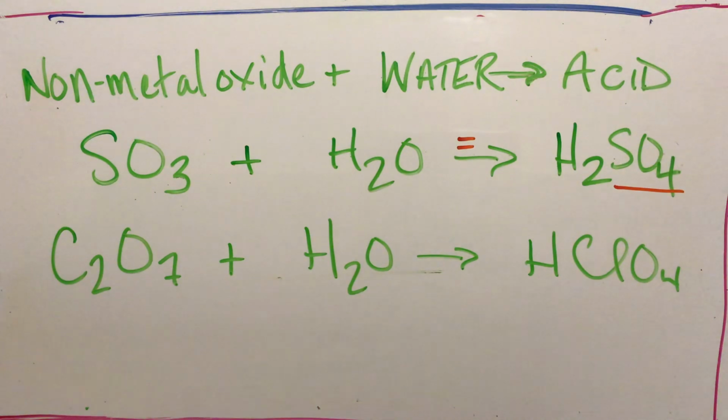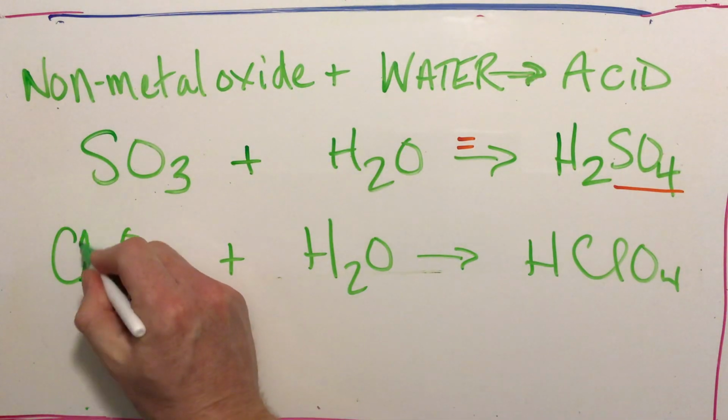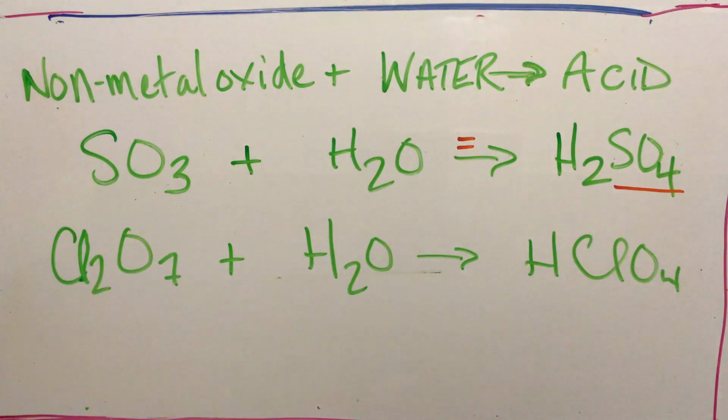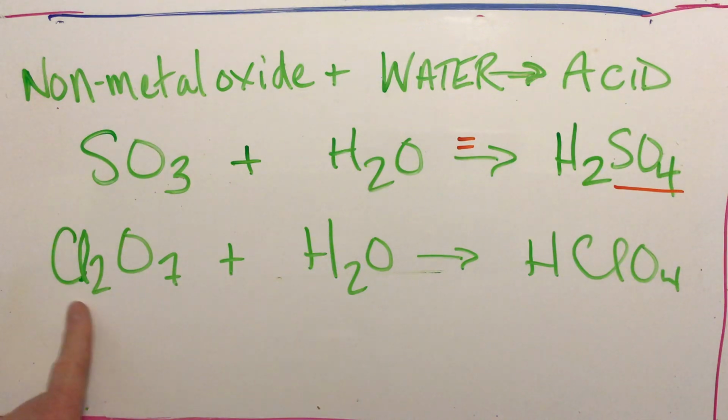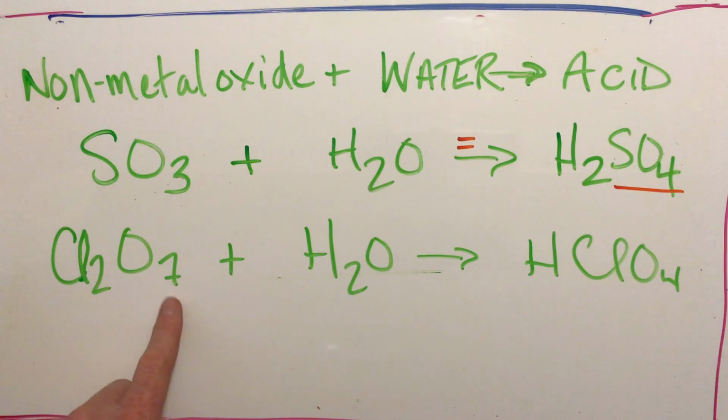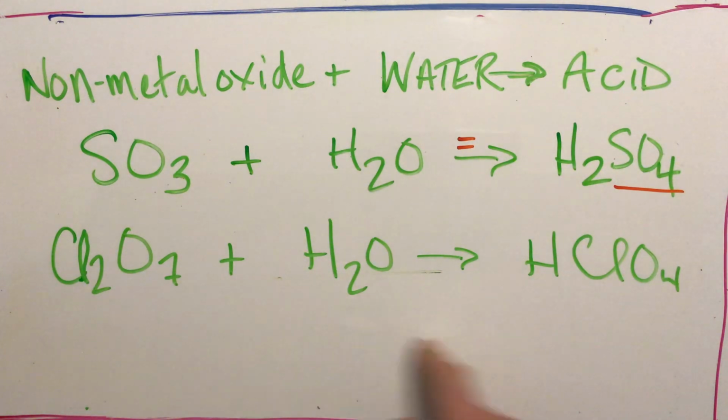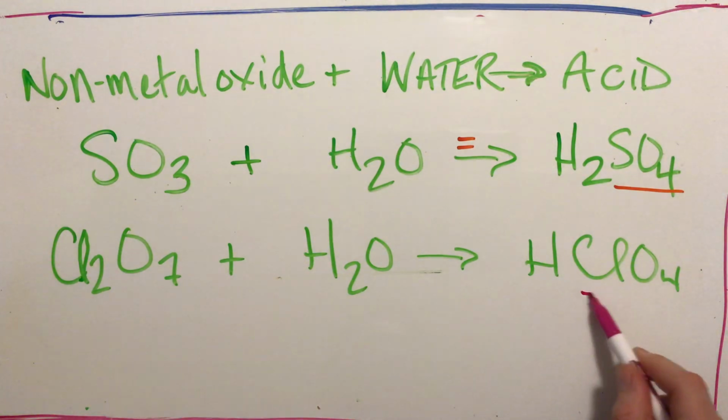All right, here's a weird looking compound right here. Oh, and I messed it up. Makes it even more weird. So it's Cl2O7. Do you remember how to name these? Dichlorine heptaoxide. Right? Dichlorine heptaoxide. Hepta is the prefix for 7. And water, and it makes, how are we going to name this?